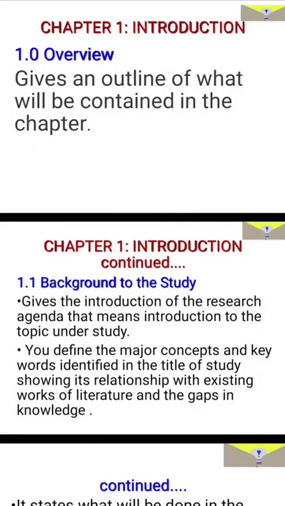Hello, welcome to our third lesson, and in our third lesson we are going to look at the introduction part of report writing or project report. Now in our last lesson we looked at the preliminary pages, or what comes before chapter number 1, and on introduction we can say we have 1.0, that's the overview where we outline what will be contained in the chapter.